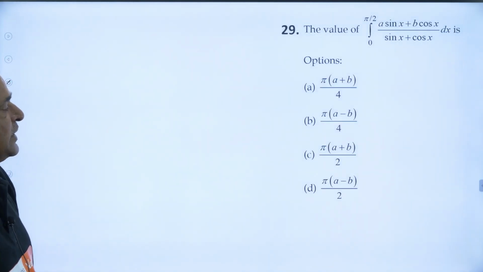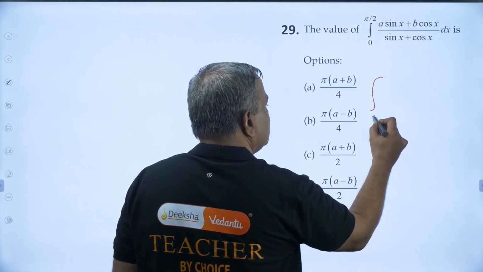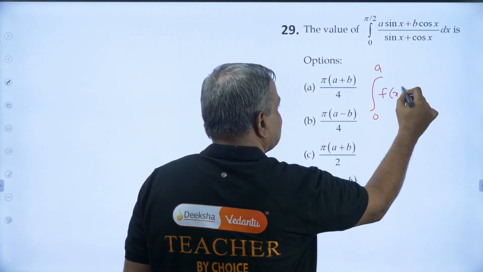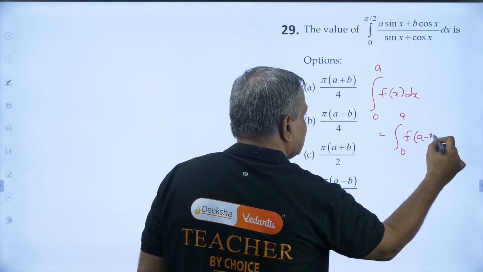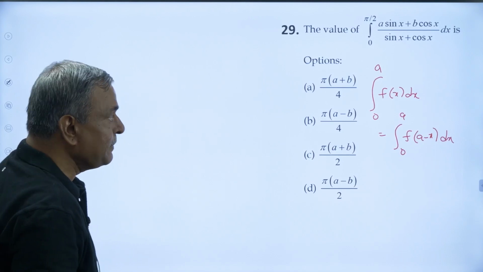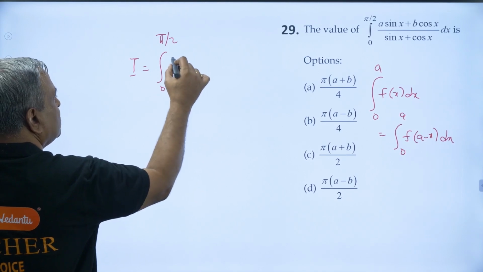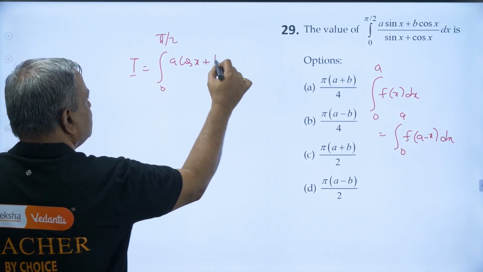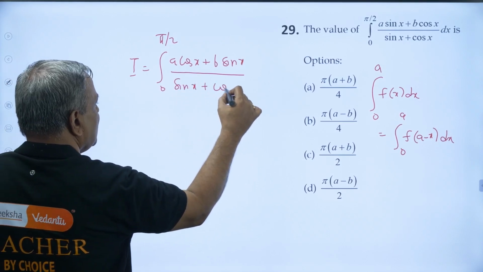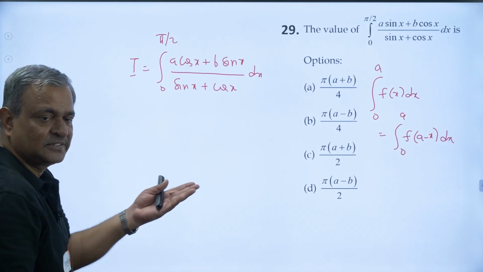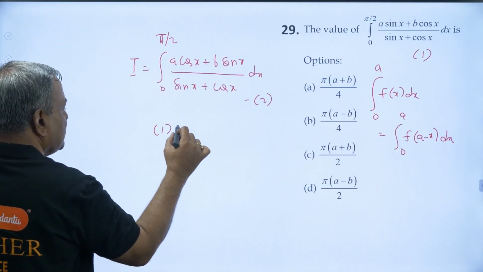29. A sin x plus b cos x. The concept used is integral from 0 to a of f of x dx is equal to integral from 0 to a of f of a minus x dx. Here a is equal to pi by 2. So I is equal to integral from 0 to pi by 2. This will become a cos x plus b sin x divided by sin x plus cos x, which won't change. It becomes cos x plus sin x. This is equation 2, this is equation 1. Add equation 1 plus equation 2.